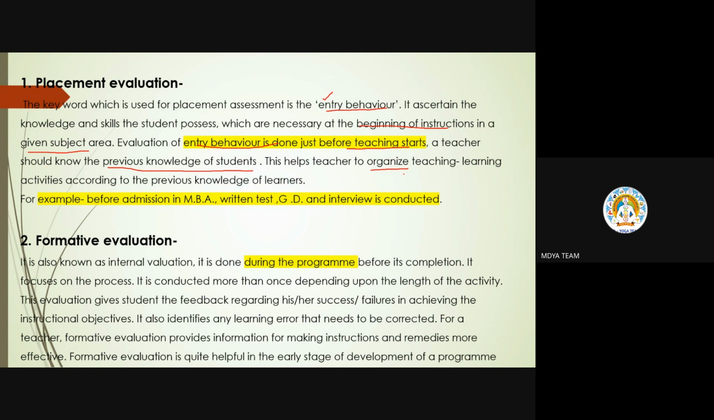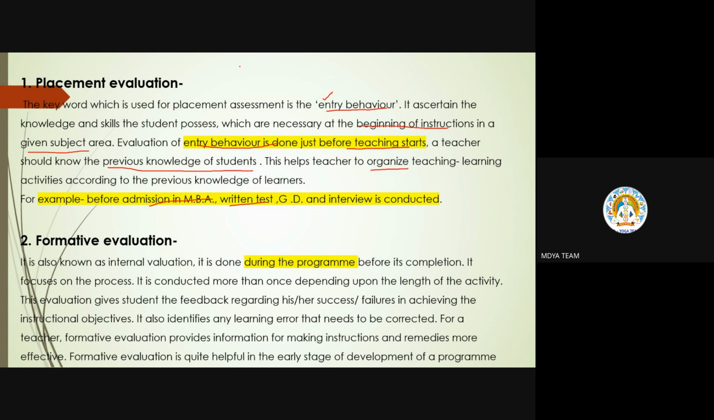Now, what are the examples of placement evaluation? Before admission in MBA, there is a test: the entrance examination, the written test, the group interview, and the interview is conducted. So these are the placement evaluation, also known as entry behavior, done just before the starting of anything.